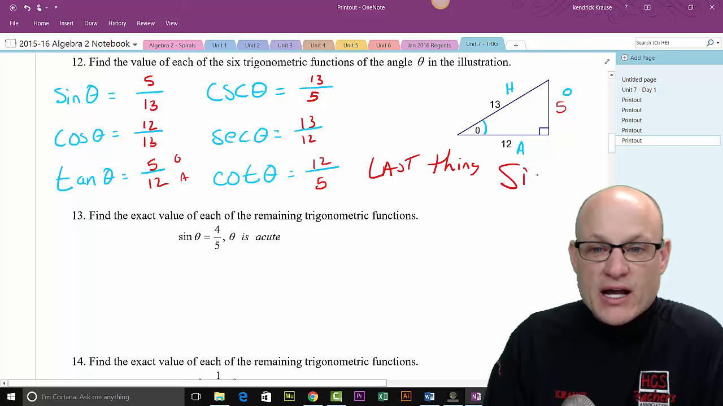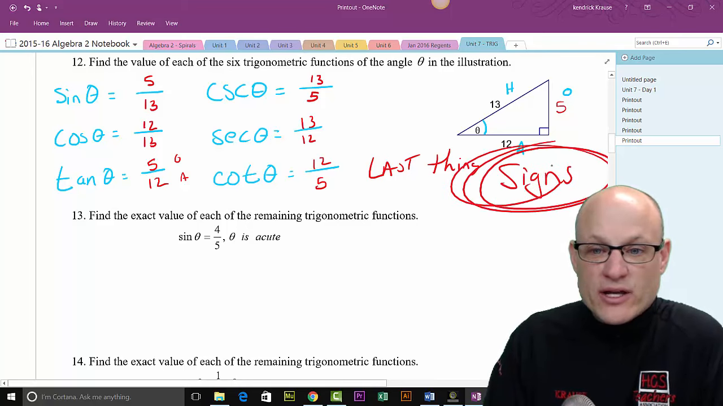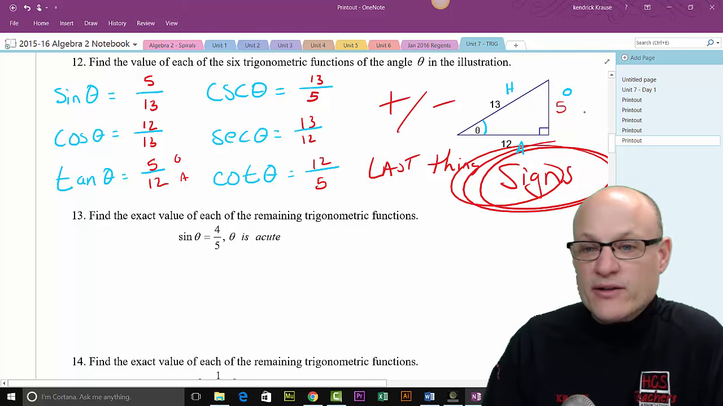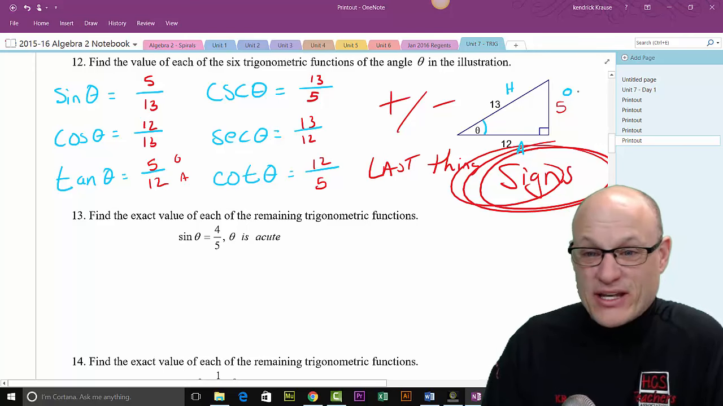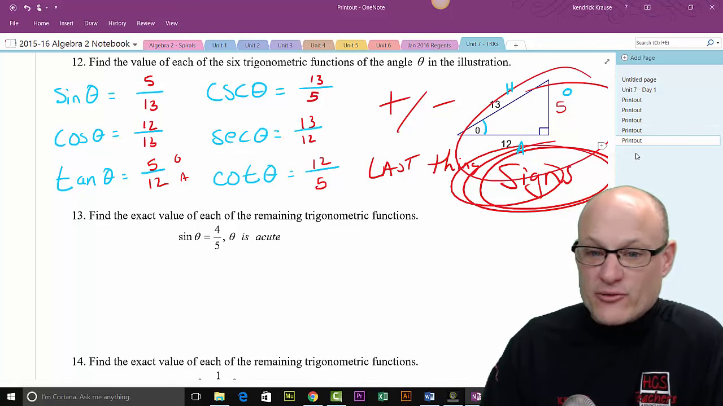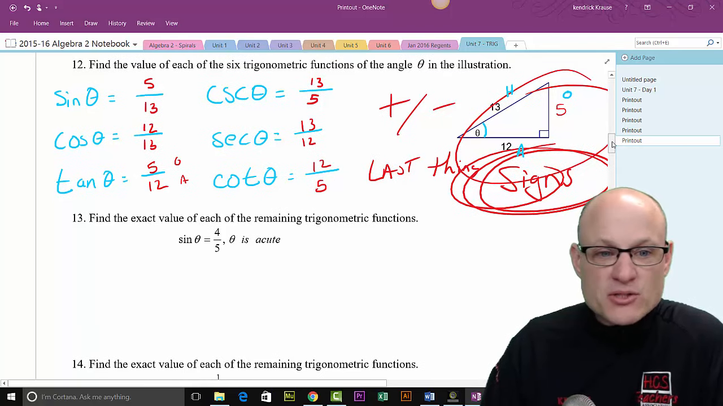is signs. Positive or negative, positive or negative. Well, in this case, I didn't tell you anything about a quadrant. I didn't tell you anything about anything. I just gave you this triangle, so they're all going to be positive because I don't know anything else. All right, let's move on to 13.